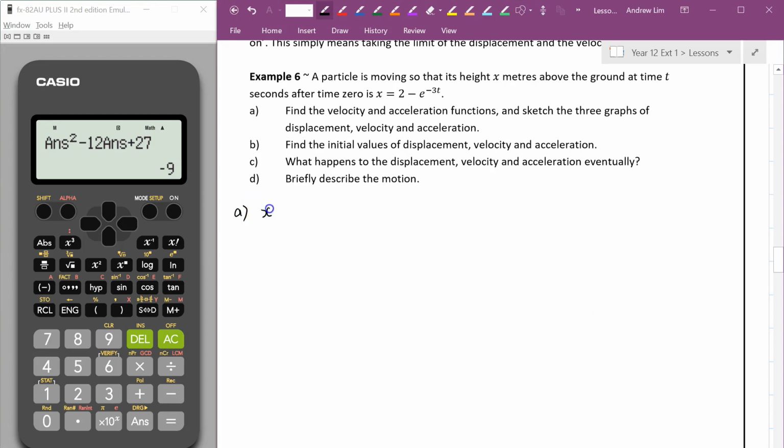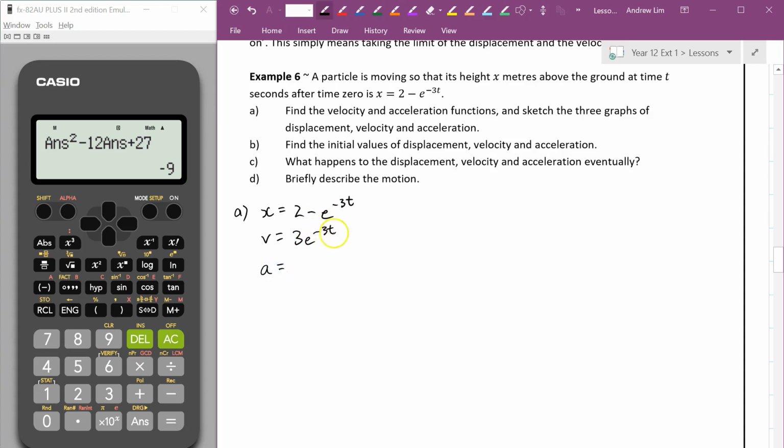So we can see here displacement is 2 minus e to the negative 3t. So velocity, we're going to differentiate this. The 2 will disappear. When we differentiate this with respect to t, we'll get minus 3. So I'm going to bring that down to the front. That negative will cancel out, so it's going to give us positive 3e to the minus 3t. Remember, the power stays the same.